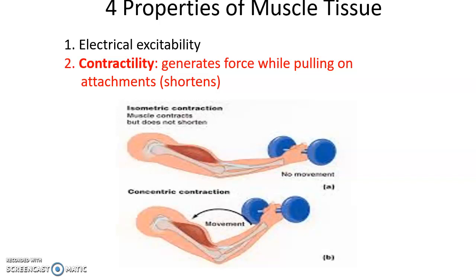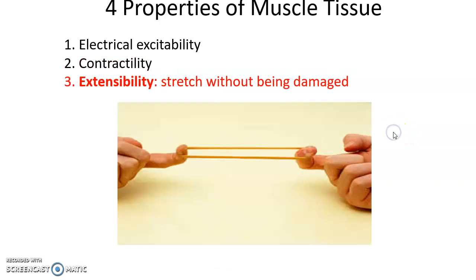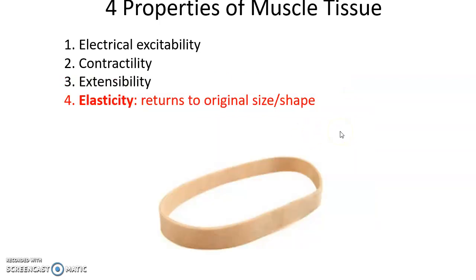Then there's contractility. This is the ability of muscles to generate force while pulling on attachments, aka the muscle gets shorter and pulls on a structure, causing movement. Extensibility is the ability of muscle tissue to stretch without being damaged, like a rubber band. And elasticity, which is it can return to its original shape and size, again, like a rubber band.